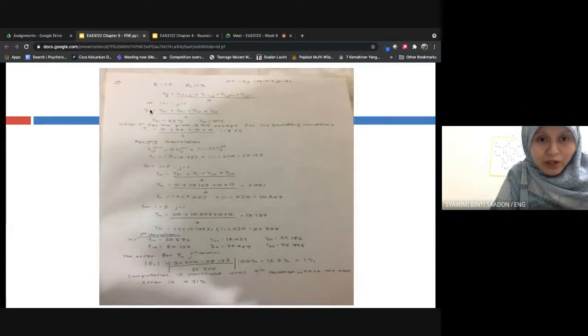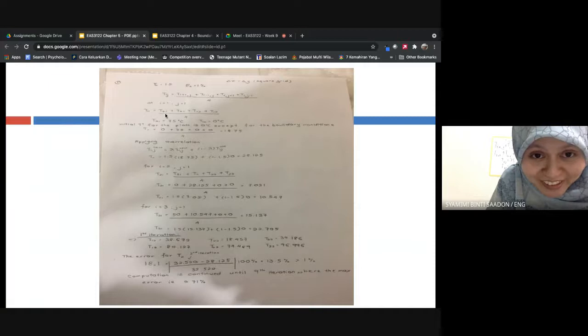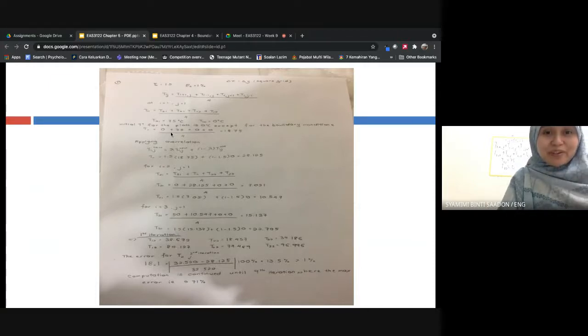Okay, so to calculate T11, at I = 1 and J = 1: T21 is 0, the initial point that we assume, plus T01 is 75 degrees, T12 and T10 is 0, the boundary condition and the one that we assume. So we have T11 is 18.75 degrees.